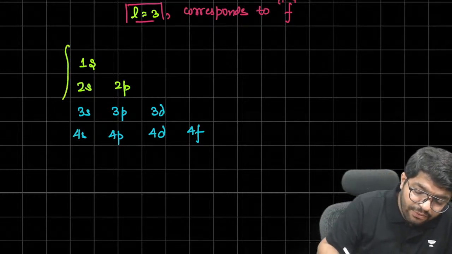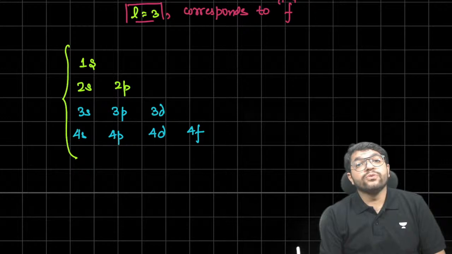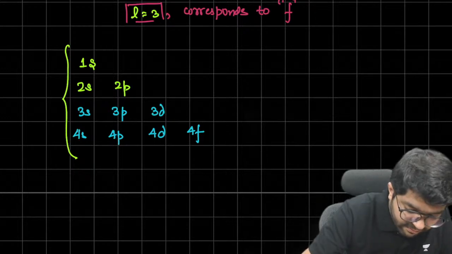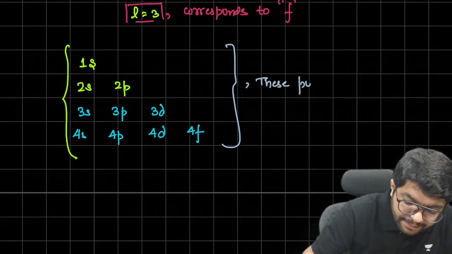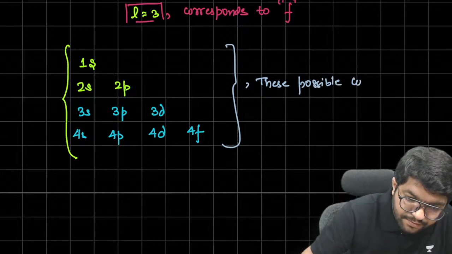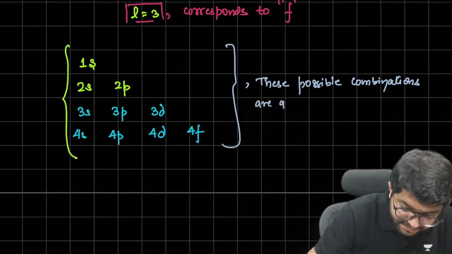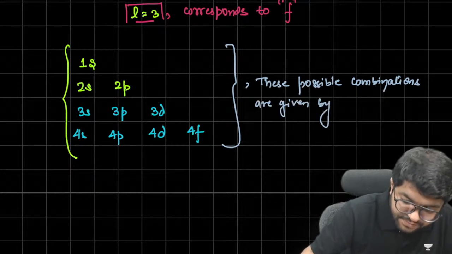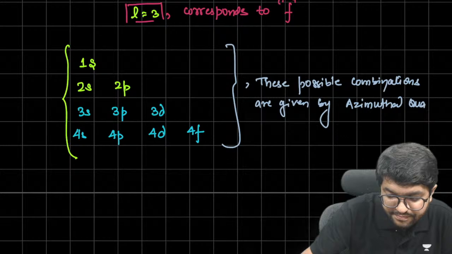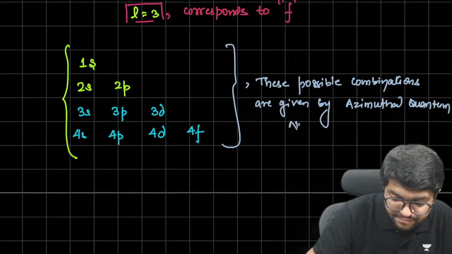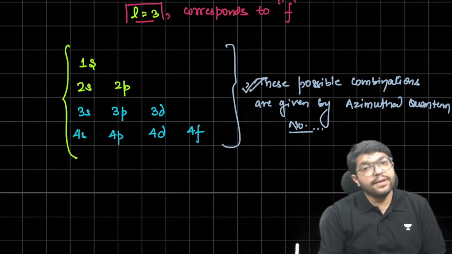So that is how these possible combinations are given by the azimuthal quantum number.